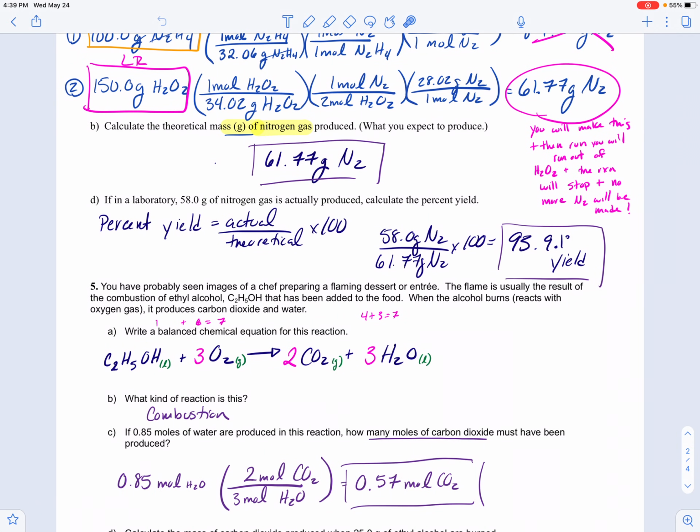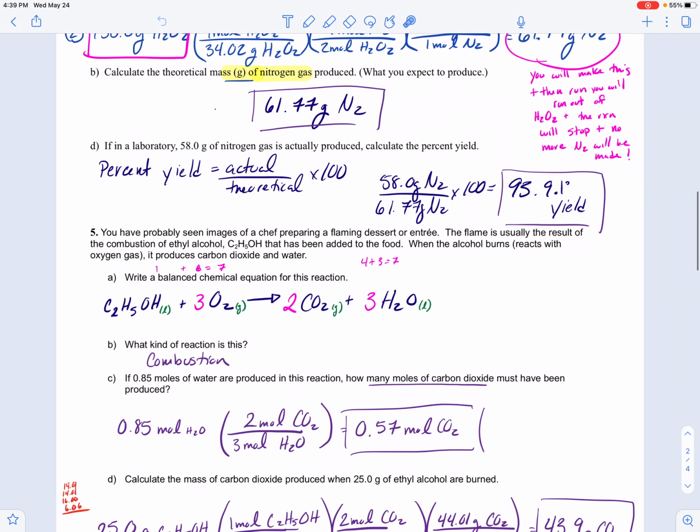Then the next question is just asking you percent yield. So percent yield is your actual over your theoretical times 100. So if you were to run this in a lab and actually make 58 grams, and you were supposed to make 61.77 grams, you would plug that into your equation, times 100, and you would have gotten a 93.9% yield.